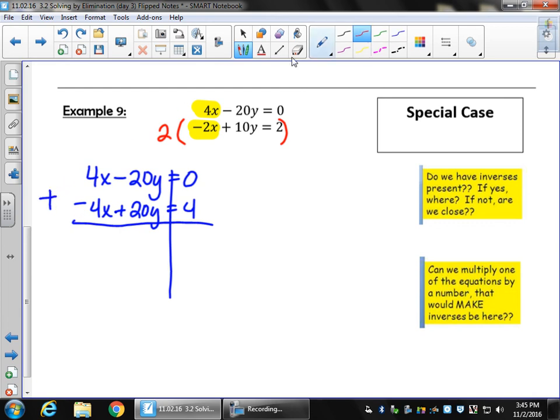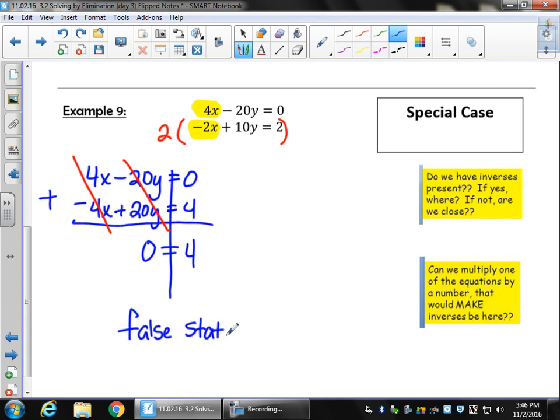Let's see what happens. 4x minus 4x is 0. I wanted my x's to cancel. Those are my inverses. But look what happens with the y's. These cancel too. Negative 20y plus 20y is 0. So I've got 0 equals, what's on the right? 0 plus 4 is 4. True or false? Does 0 equal 4? No, it does not. False statement.